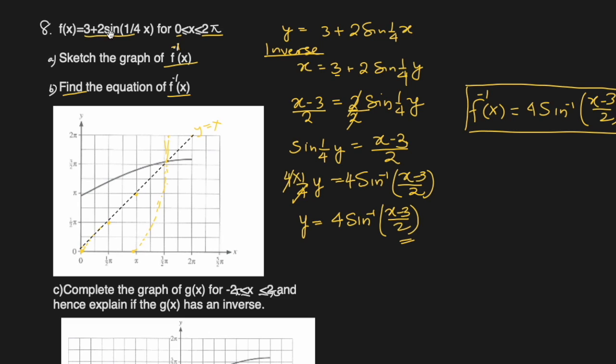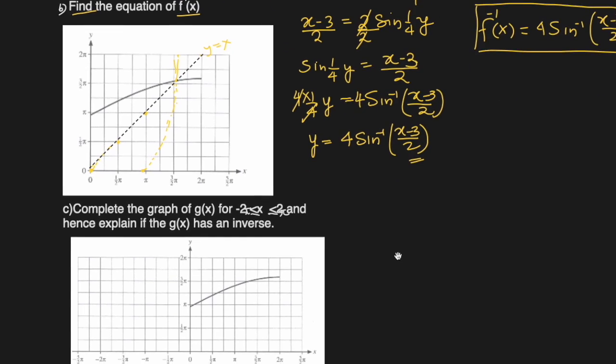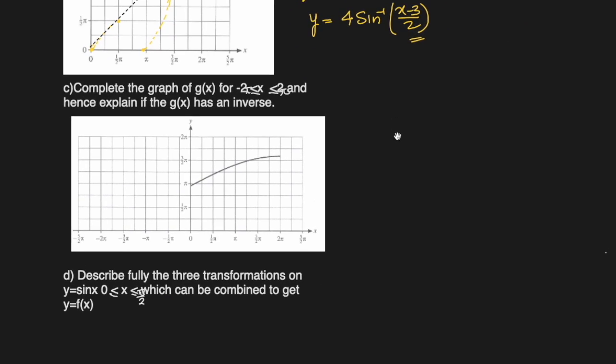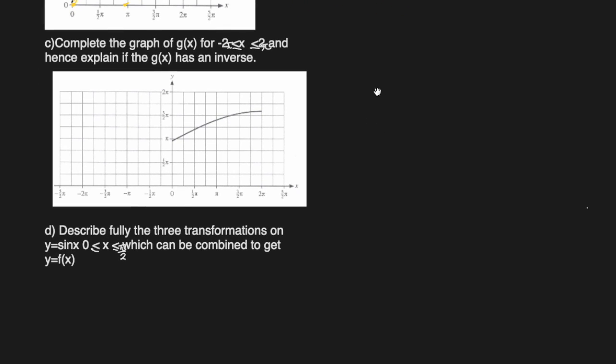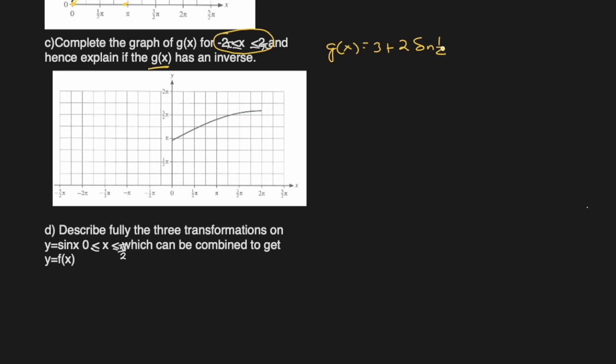The original was 3 plus 2 sine 1/4 x, and it is not different. The graph is exactly the same, only the domain has changed. It is from minus 2 pi to 2 pi, and that's why it becomes gx, not fx anymore. So gx is still the same equation, 3 plus 2 sine 1/4 x. Okay, so we have to complete this till minus 2 pi.